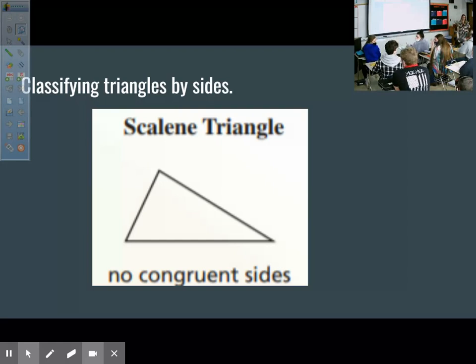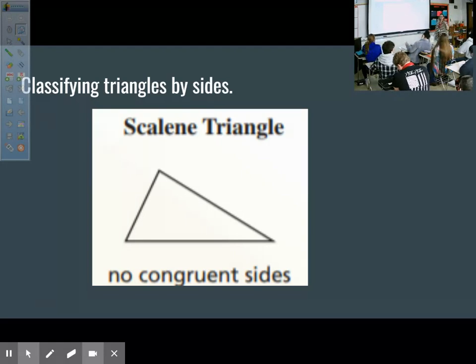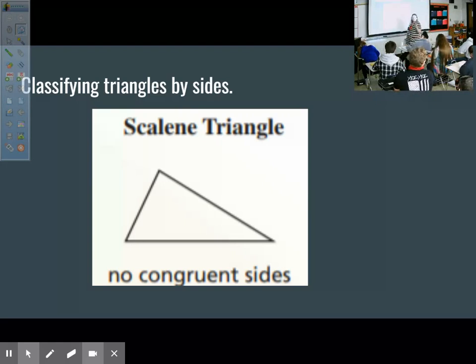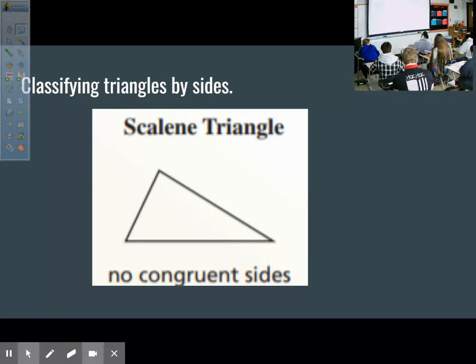If a scalene triangle has no congruent sides, that means all 3 sides are different lengths. On the right, where it has those 3 triangles at the top, which of those would be considered scalene? The far left one. Yeah, the first one on the left. I need you to label that as scalene.